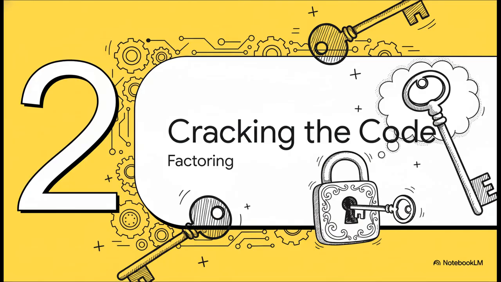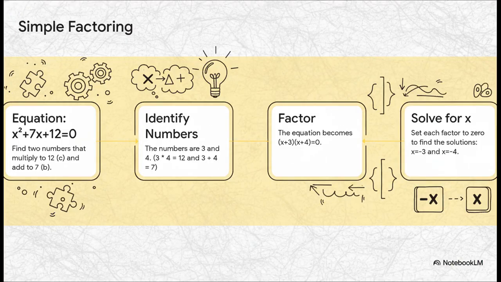Now, before we bring out the heavy machinery, let's start with a simpler tool, factoring. You can think of factoring like having a very specific key for a very specific lock. It's clever, it's elegant, and it's super satisfying when it works. But here's the catch. It's not a universal key. Okay, let's actually try one.